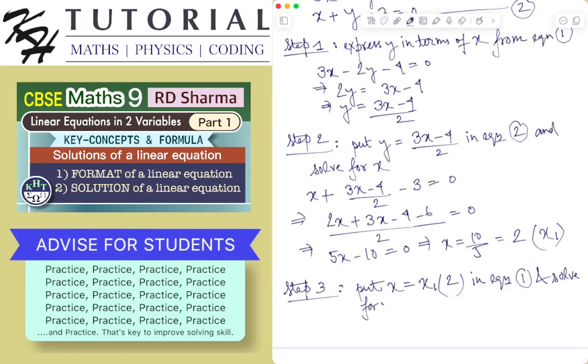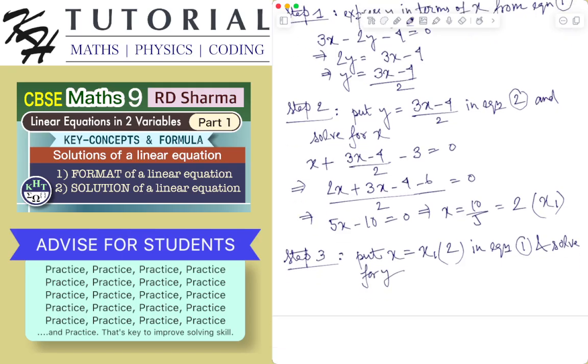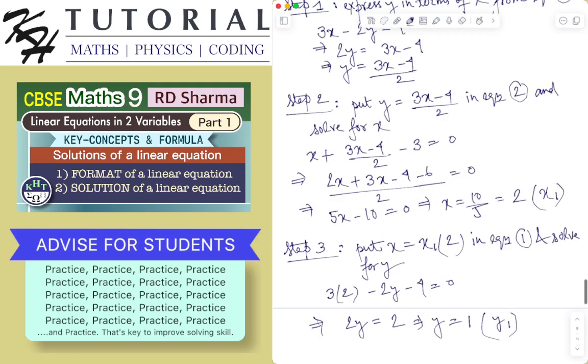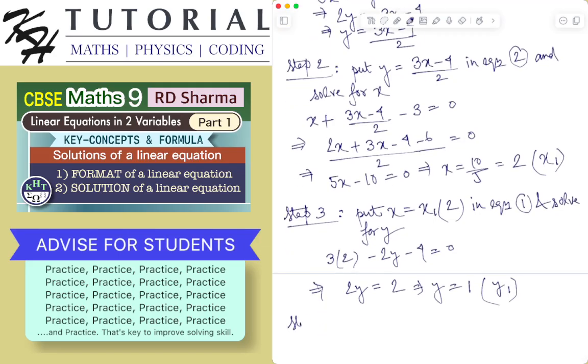So if I put x as 2 in equation 1, I have 3 into 2 minus 2y minus 4 is equal to 0. This is a linear equation in y. We can easily solve for y. This implies 2y is equal to 2. This implies y is equal to 1, which I have referred to as y1 in the steps. So I have got step 4, last step, x1 comma y1 is 2 comma 1.